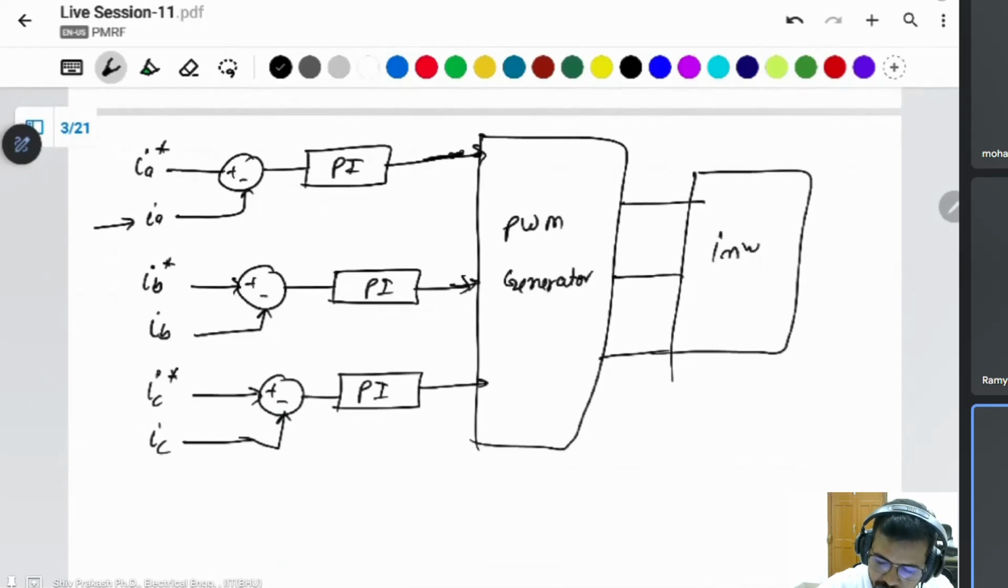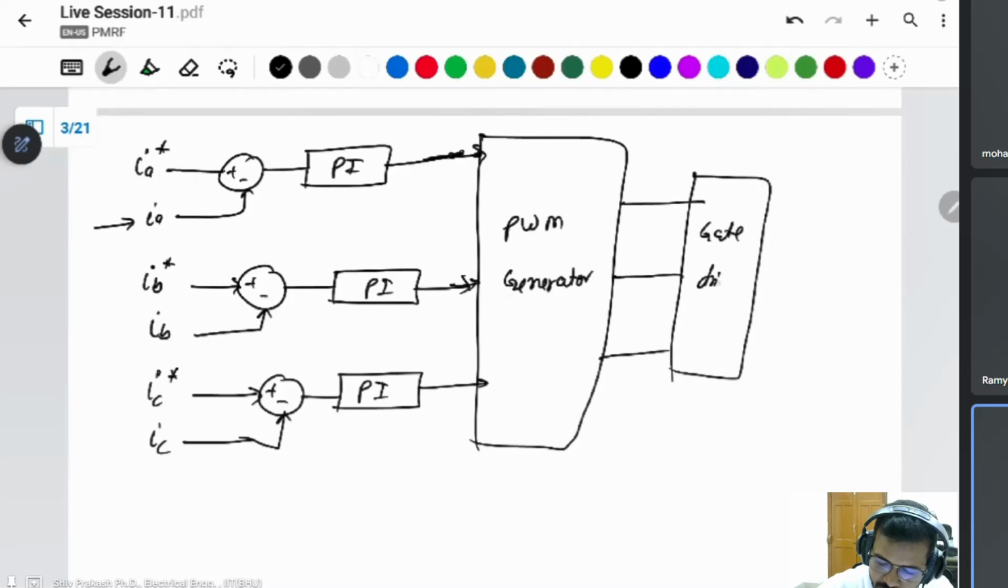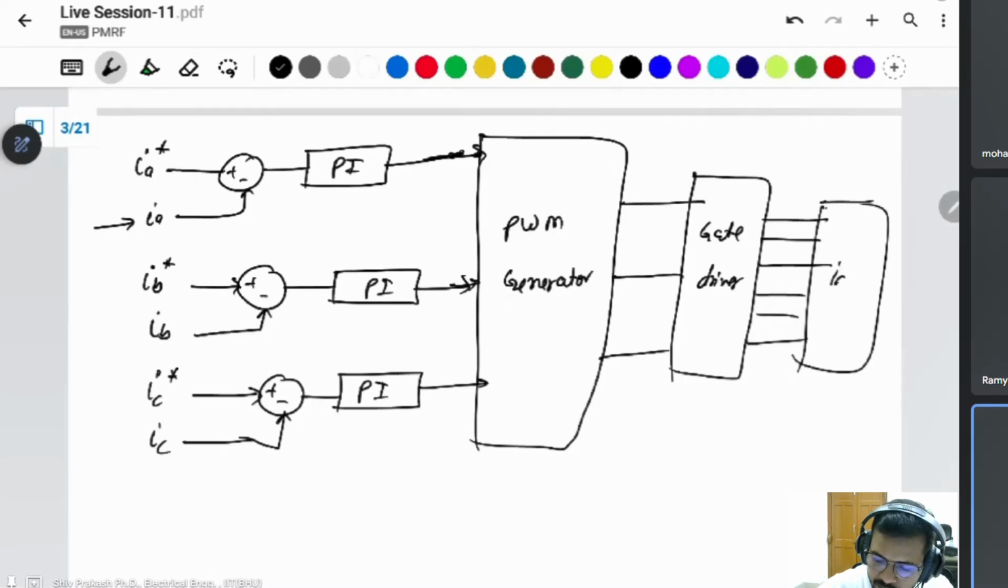Then you can connect this to the inverter by using a gate driver. The gate driver is connected to the inverter. There are 6 PWMs for a three-phase system. Okay, this is the system.